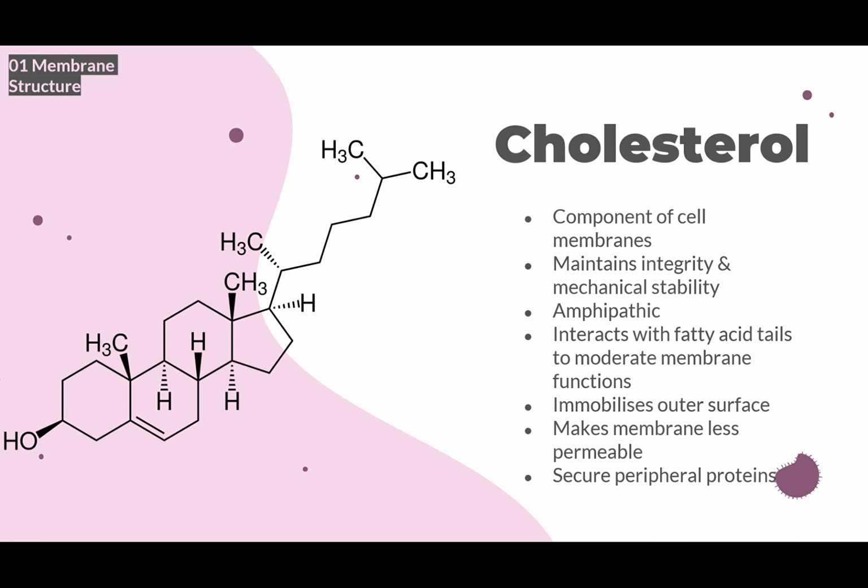The aforementioned hydrophilic part of cholesterol aligns towards the phosphate heads of the phospholipids, and the rest associates with the phospholipid tails, so it becomes part of the structure. Cholesterol interacts with the fatty acid tails to moderate membrane functions. For example, it immobilizes the outer surface of the membrane, therefore reducing fluidity. It makes the membrane less permeable, and because it separates the phospholipid tails as it interacts with them, it prevents crystallization. Furthermore, it secures peripheral proteins by anchorage.